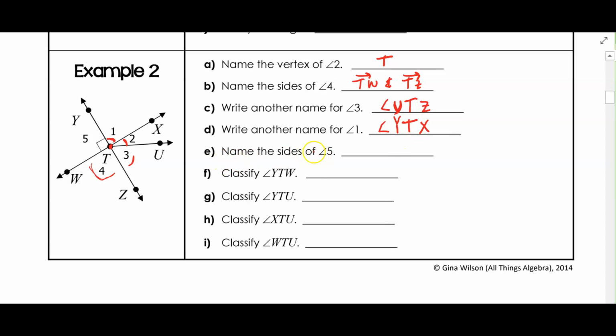Alright, name the sides of angle 5. So this happens to be a right angle, so those sides are going to be perpendicular. So the sides are ray TY and ray TW. Alright, so let's classify angle YTZ. Those rays go in exactly opposite directions, so that's going to be a straight angle. So that's straight. Angle YTU, that looks like it's going to be more than 90 degrees, so that's obtuse.